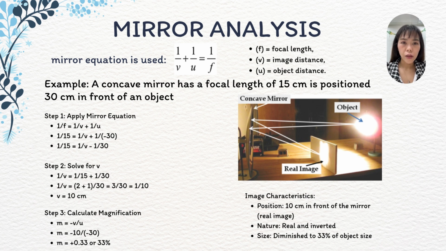The ray diagram illustrates how the image is formed. In this case, the image is real, inverted, and smaller than the object. This type of analysis helps us understand how optical devices, like the ophthalmoscope, manipulate light to form an image.